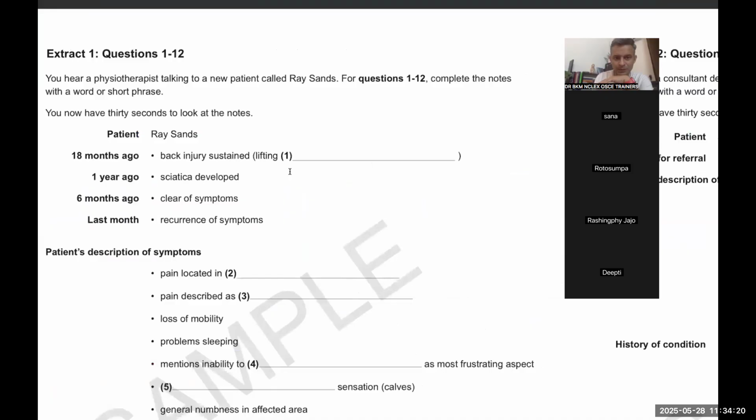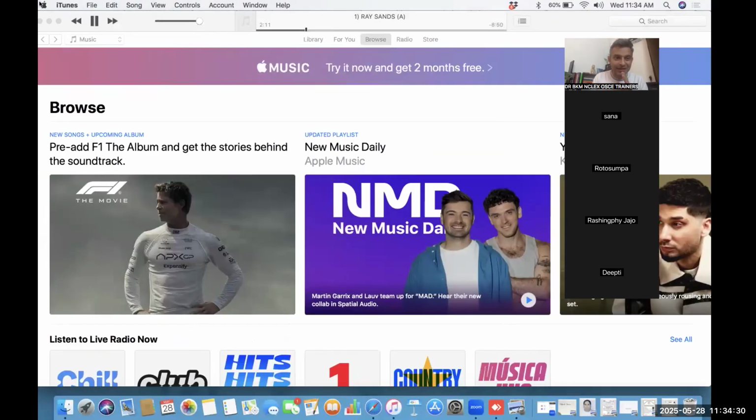Sciatica. That's right. Not for the first time, actually. Okay, well, I've got some notes here, but perhaps you can tell me in your own words about any previous bouts of sciatica you've had.